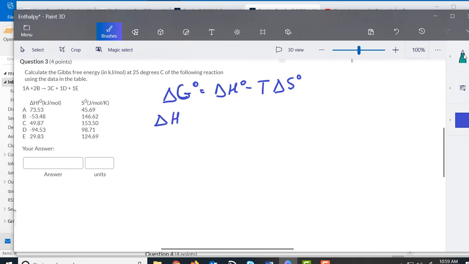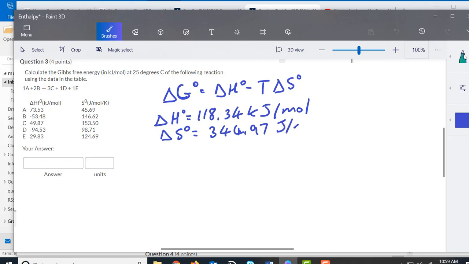You can look at questions 1 and 2 to see exactly how we do that, but I'm going to use the same values as I obtained earlier there. So kilojoules per mole on the delta H, and delta S is 344.97 joules per mole per Kelvin.